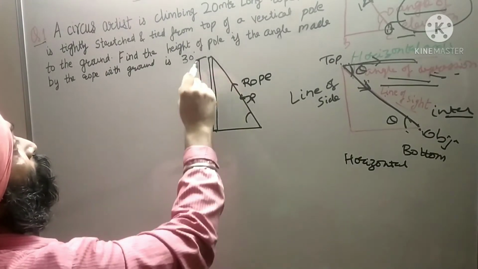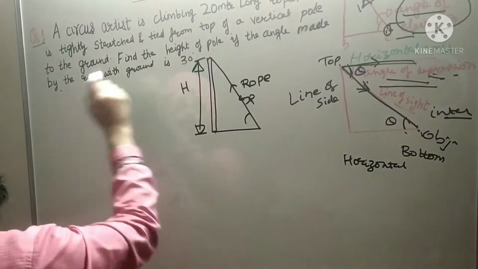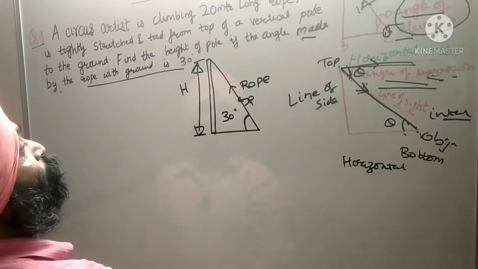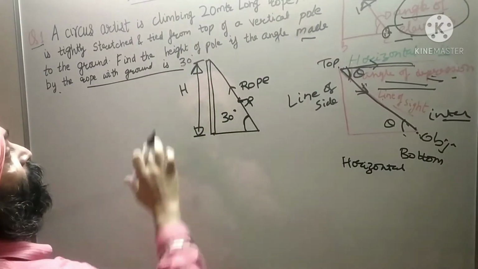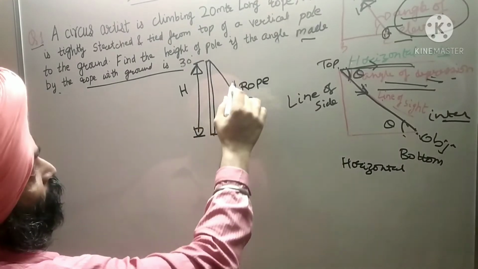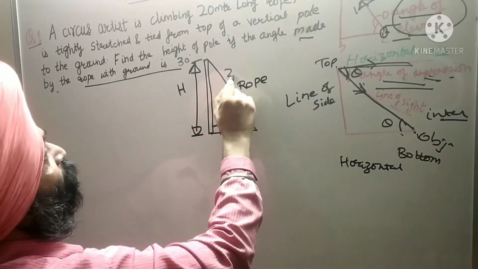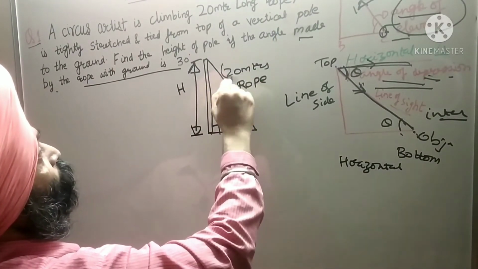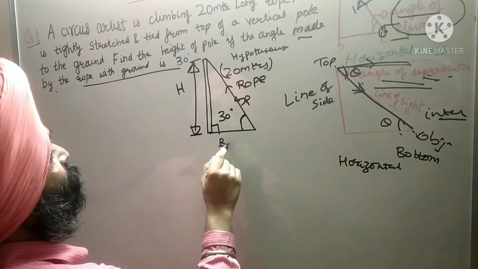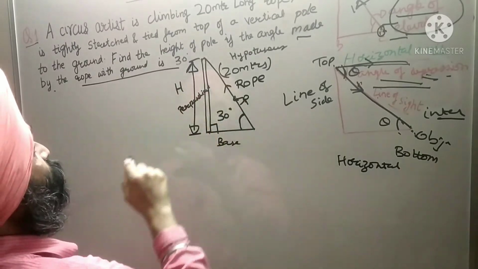Suppose h is the height of the pole, and the angle made by the rope with the ground is 30 degrees. So we have to find this height. This is the perpendicular, and this is the height. The rope is 20 meters long, so the hypotenuse is given as 20 meters. This is the base, and this is the perpendicular. So we'll use the Pythagoras theorem in it.